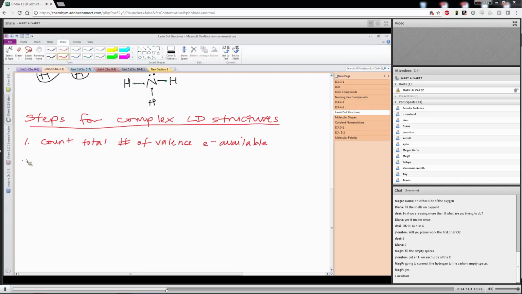Okay, step 2, we're going to start building the structure kind of from the inside out. So we need to arrange the atoms in the way that they are connected. I'm going to say in order of connectivity, just how they're connected to one another. And there is a shortcut for this. Here's the rule. That is, the first atom listed is in the middle.